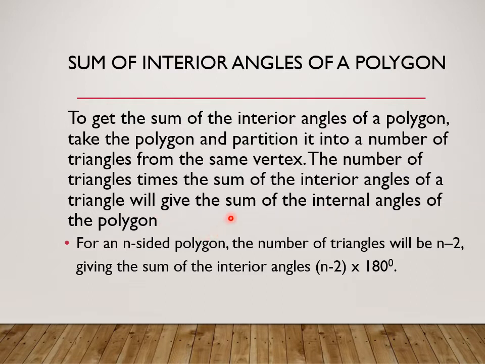So you will do that on your own. But at the end, what you are going to discover will be very interesting. That for an n-sided polygon, the number of triangles will be the number of sides minus 2. And the sum of the interior angles of any polygon will therefore be the number of sides minus 2 times 180 degrees, which is the sum of the internal angles of a triangle.